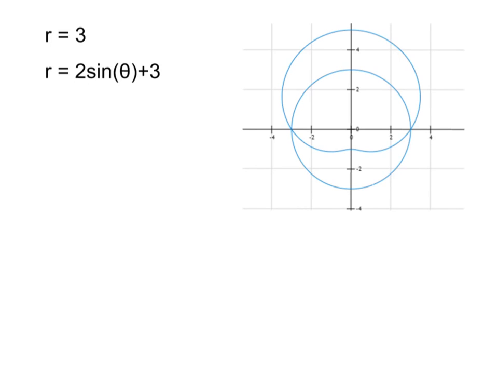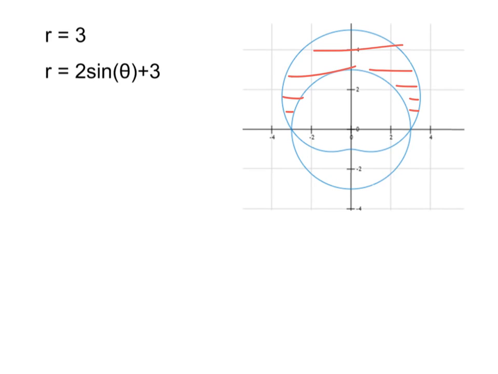In this video, I want to really just use these two equations, r equals 3 and r equals 2 sine theta plus 3, to do a lot of different shapes and show you a lot of different things we could do. So I'm going to start with shading a region I want to find the area of. So let's start with this. Let's start by shading this region, and let's try and find the area of that.